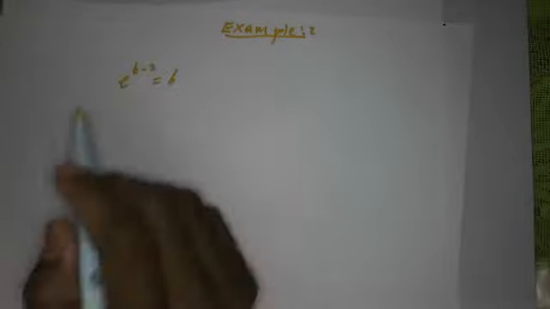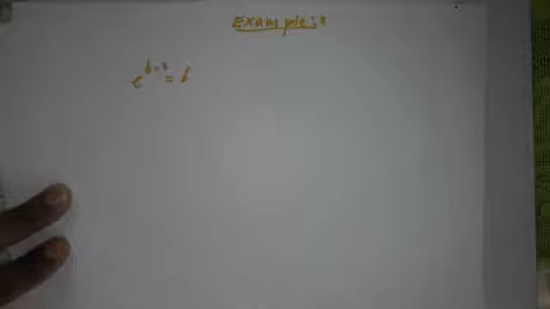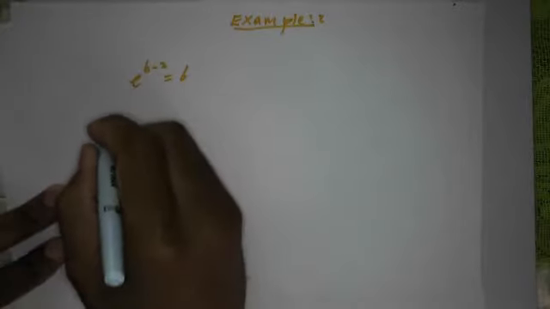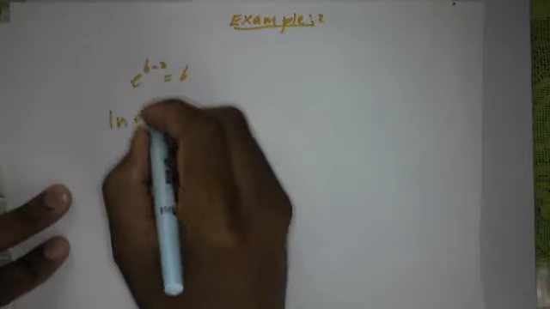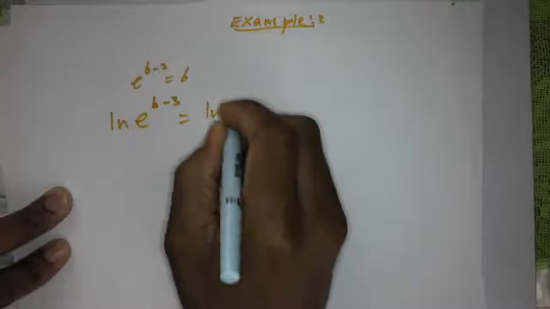Example 2 says e to the b minus 3 equals 6. Remember we discussed in the notes a few minutes ago that once e is in the question, we're going to take the ln of it. So we're going to take ln of both sides. So this would be ln e raised to the b minus 3 equals ln 6.